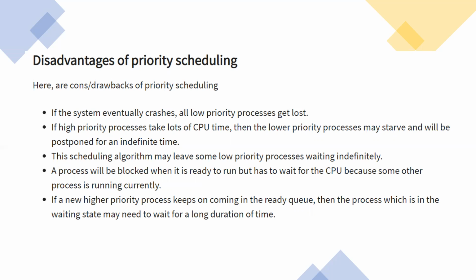And the process will be blocked when it is ready to run but has to wait for the CPU because some other process is running currently. If a new higher priority process keeps on coming in the ready queue, then the process which is in the waiting state may need to wait for a long period of time.